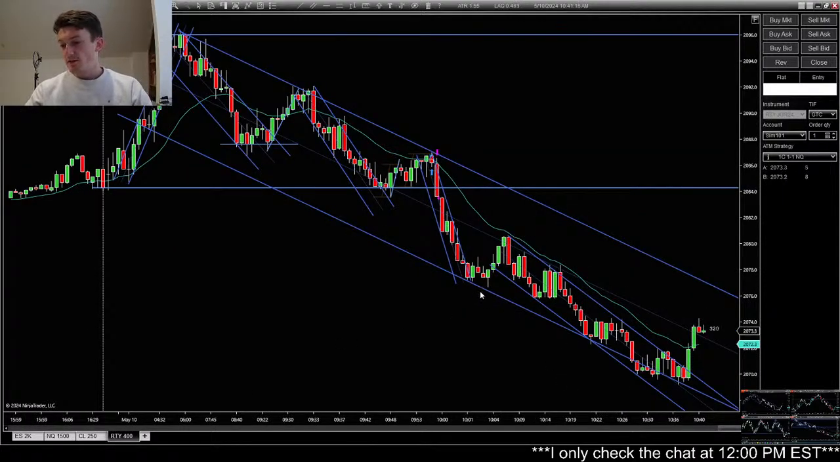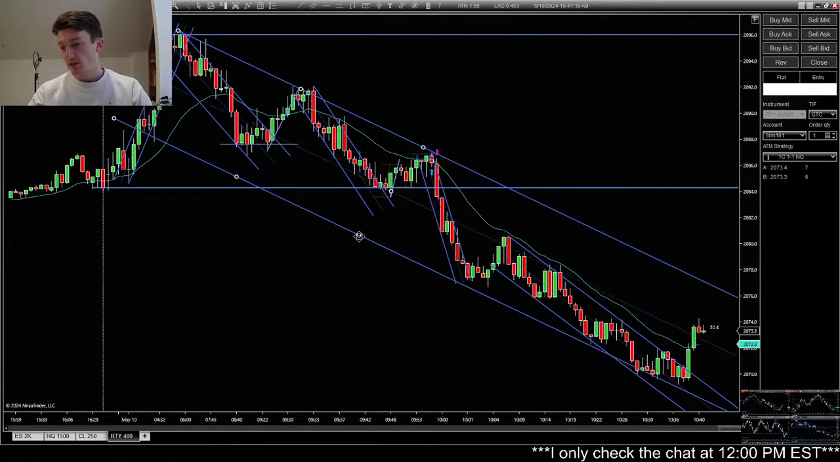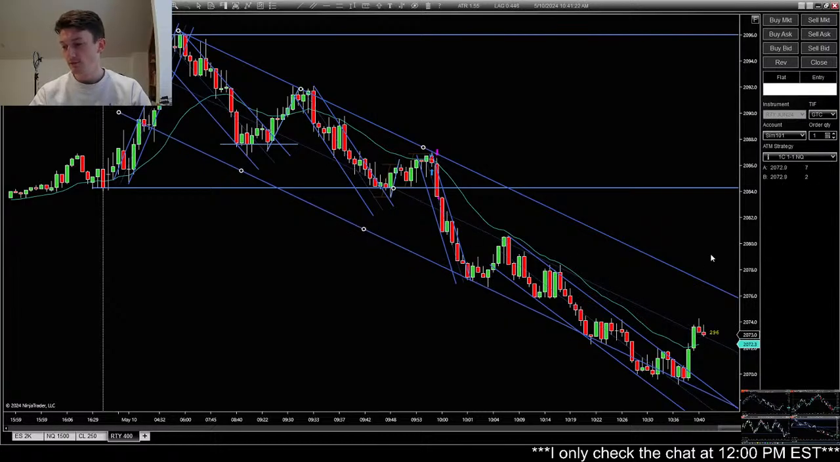The RTY possibly has an overshoot, but you could easily pull this down and it still fits well. I'm just not sure about that one yet.